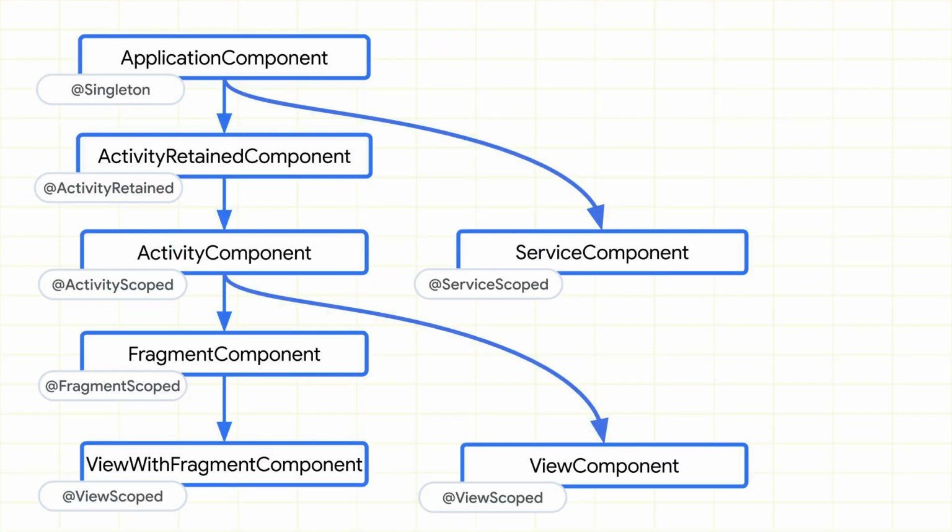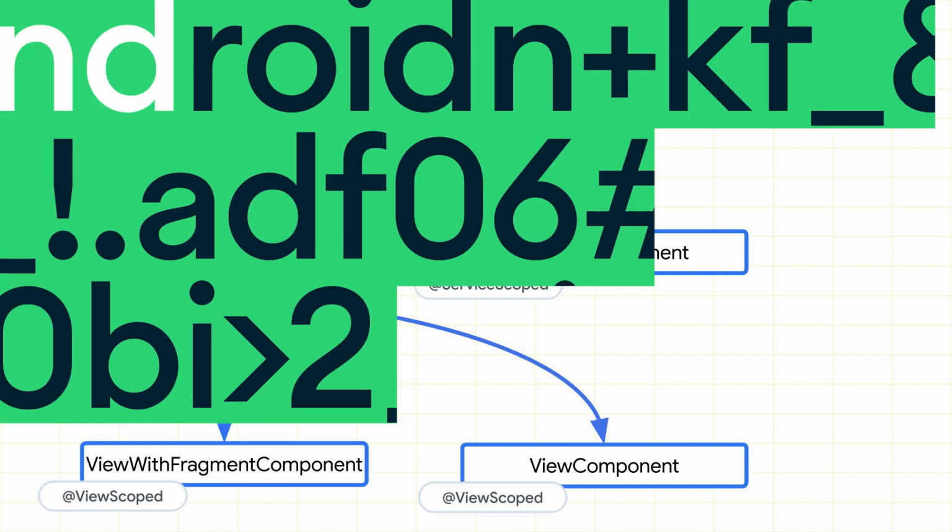All of the Hilt components come with scopes. And again, components define the when and where, the life cycle of the dependencies. The scope then defines the retention of those dependencies. They'll get retained for the lifetime of that component.